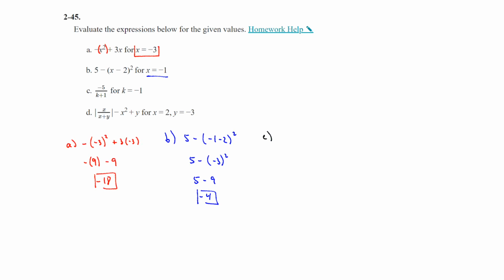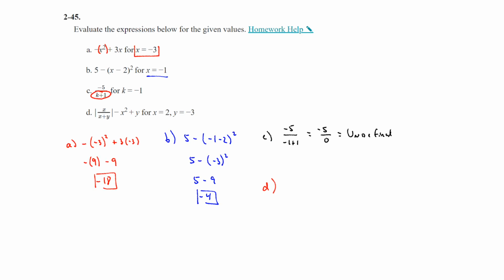On part C, we have k is -1, so we have -5 divided by -1 plus 1. And what you're going to notice on this one, -1 plus 1 is 0. Well, -5 divided by 0, as we talked about earlier, is undefined. So is there a value that we get back when we plug in k equals -1? And the answer to that is no, and part of that is if we talk about our domain, what we can plug in for x, you can't plug -1 in because you're dividing by 0.